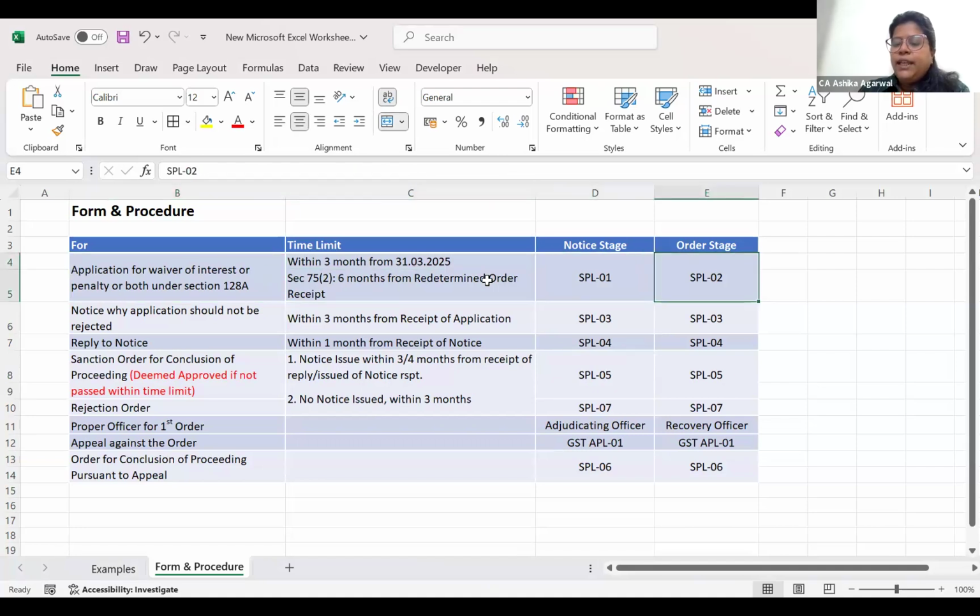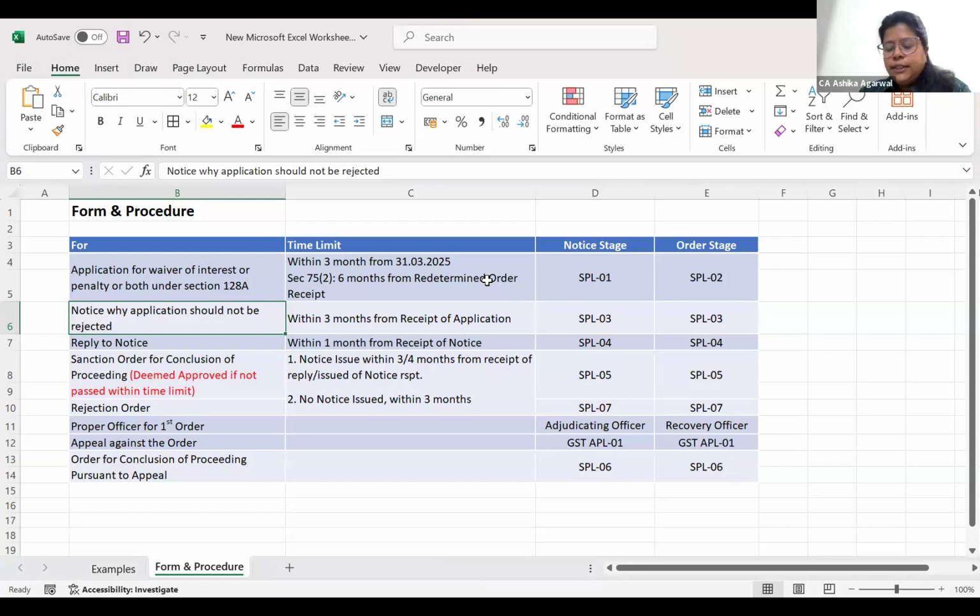So we discussed the application, which takes us to SPL 01 and 02. There are two specific forms, so you have to check which one is applicable to you. Now, this is a good thing that they have not been given the power to straightforwardly reject my application. They have been asked to issue a notice, which is a plus point. And they have also given me a form in which I have to reply.